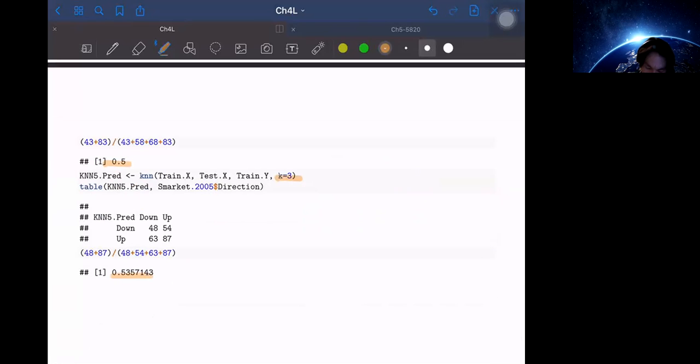How about KNN with K equal to 3? Then actually 53.6% are correct. So the error rate is 1 minus 0.536, so 0.464. So it's reasonably good, but not as good as QDA.